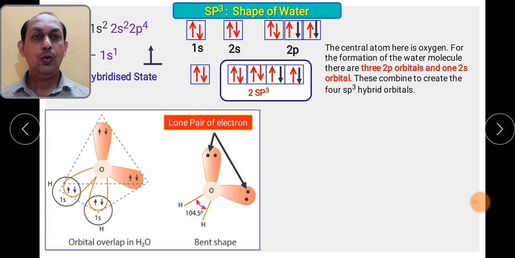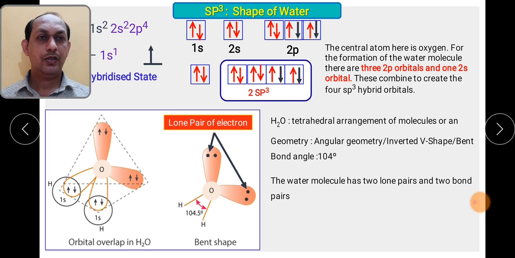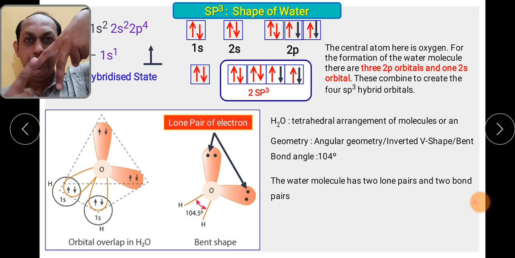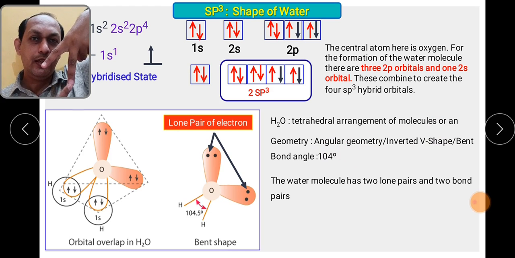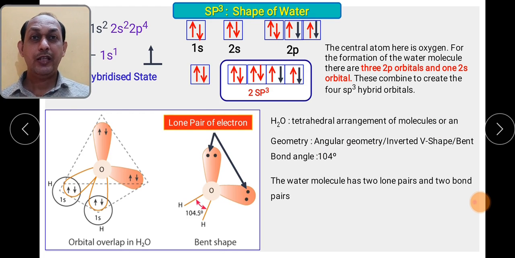So there are two lone pairs of electrons. So in order to avoid the repulsions, the bond angle gets reduced. So we have to remember, for the water molecule it has a regular tetrahedral arrangement. Geometry you can say is angular, just like V, उल्टा V, यहाँ पे एक H है, यहाँ पे एक O है, यहाँ पे एक H है. So it is just like an inverted V shape, or we can also say bent shape. The bond angle is 104 degrees.